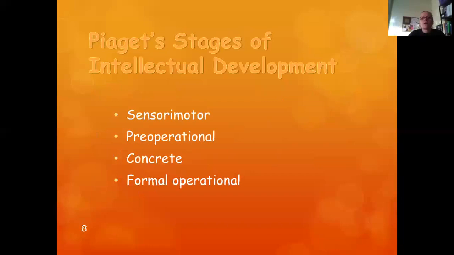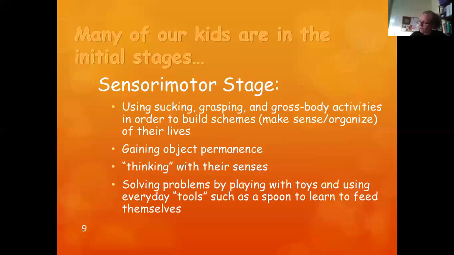Piaget's stages of development are sensory motor, pre-operational, concrete, and formal operational. Sensory motor is where a lot of our kids are; they're moving from that sensory motor into the pre-operational stage. They're using sucking, grasping, and gross body movements. When they build schemes, that's making sense of their environment. It helps them organize their world, and that's absolutely critical in learning. We have to be able to make sense of little pieces of information and know how they relate to each other in order to build that whole, and to build and expand upon the things that we're learning about.